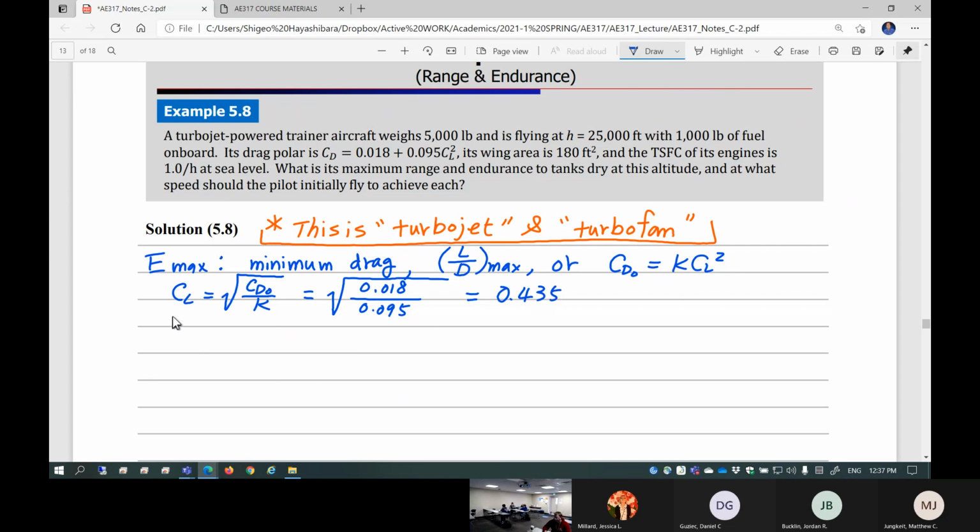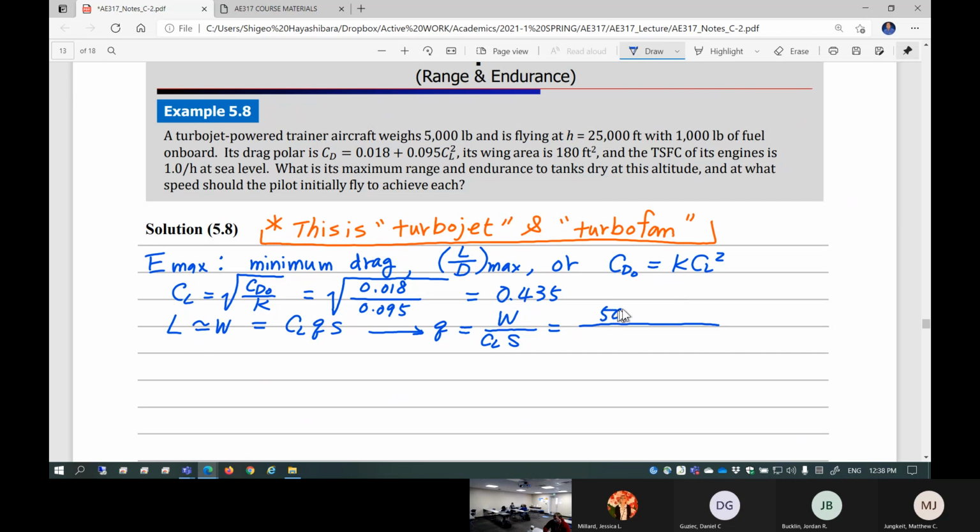And then let's assume lift is approximately weight, fairly close to level flight, because you're trying to maximize the endurance. So the flight path angle is close to zero, a very, very small flight path angle, okay? If lift is approximately equal to the weight, this is going to be lift coefficient times dynamic pressure times wing area. From here, you can determine the dynamic pressure and then determine the velocity, okay? So this is like a pattern. So dynamic pressure is the weight divided by lift coefficient and the wing planform area.